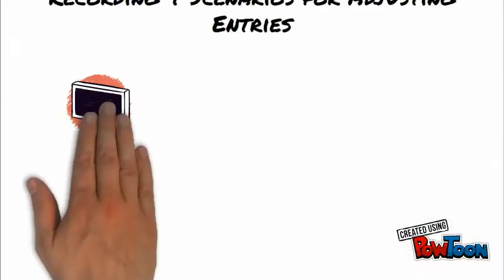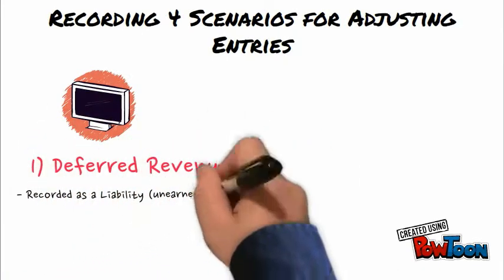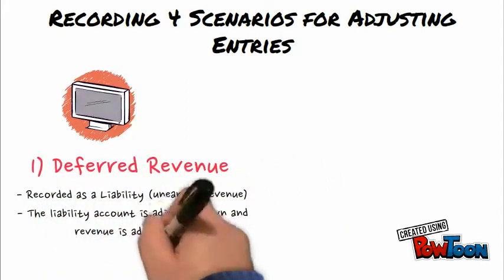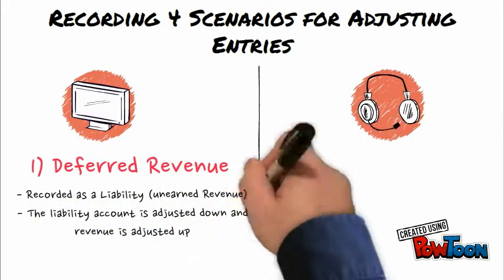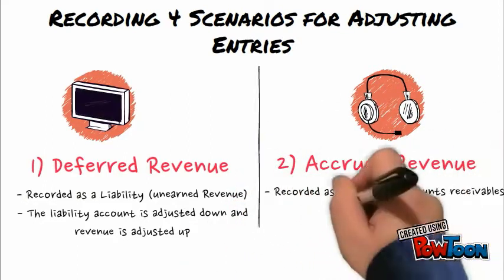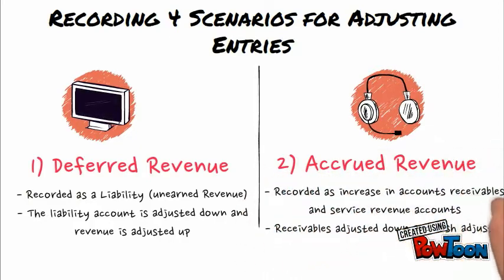For deferred revenue, the company has not yet provided the promised service and hence there is an increase in liability. As a service is provided each month, the liability account is adjusted down and the service revenue account is adjusted up. On the other hand, companies often complete the service and then bill the customer. This results in an increase in accounts receivable and service revenue accounts, and as cash is received each month, the receivable account is adjusted down and cash is adjusted up.